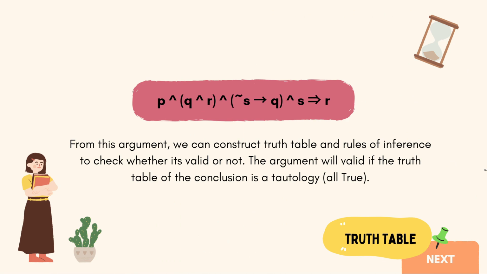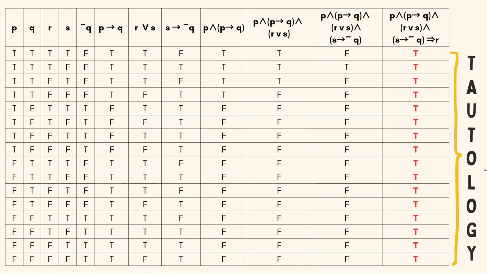So, from this argument, we can construct a truth table and use rules of inference to check whether it is valid or not. The argument will be valid if the truth table of the conclusion is a tautology, that is, all true. Alright, this is our truth table. Since we have 4 variables, which are P, Q, R, and S, we will have 16 possibilities because we use the formula 2 to the power of 4.